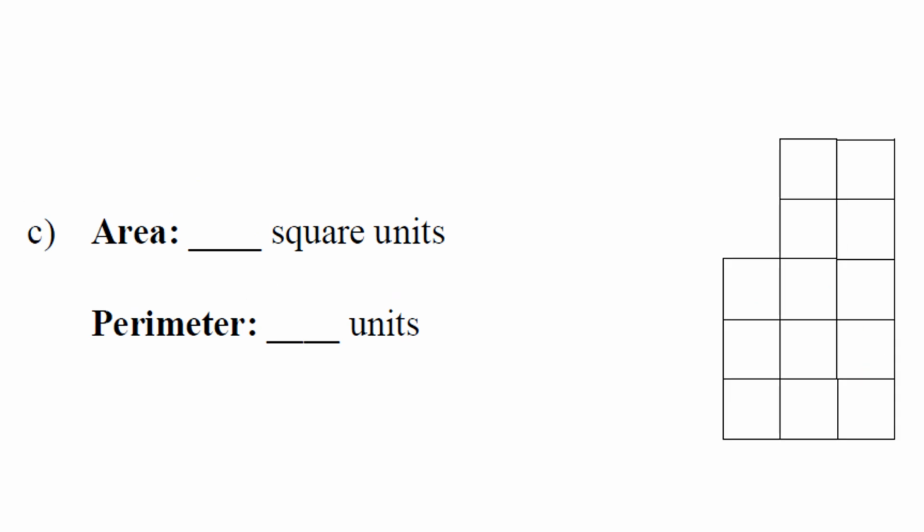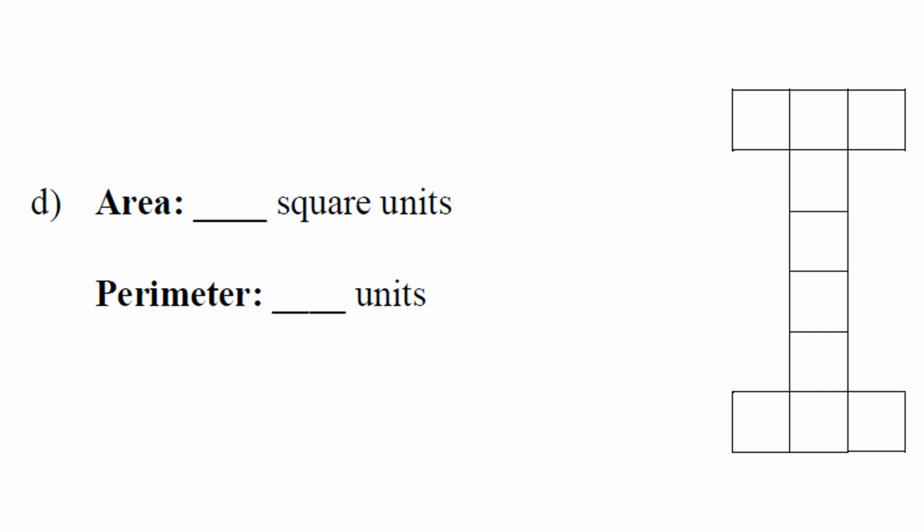Try to find the area, then find the perimeter. Check your answer. So you can pause now the video. I hope you worked it out. The area is 13 square units, the perimeter 16 units.